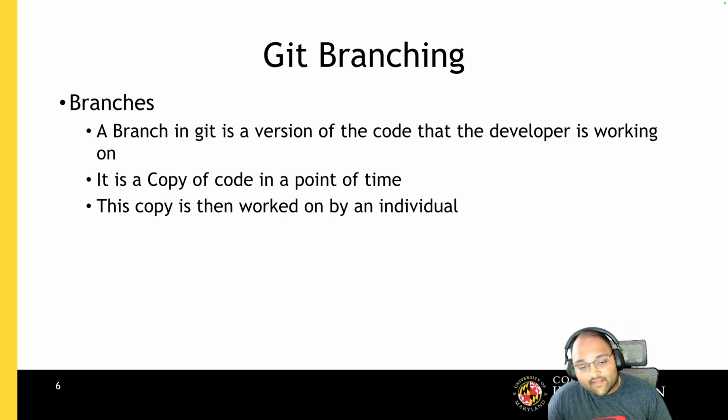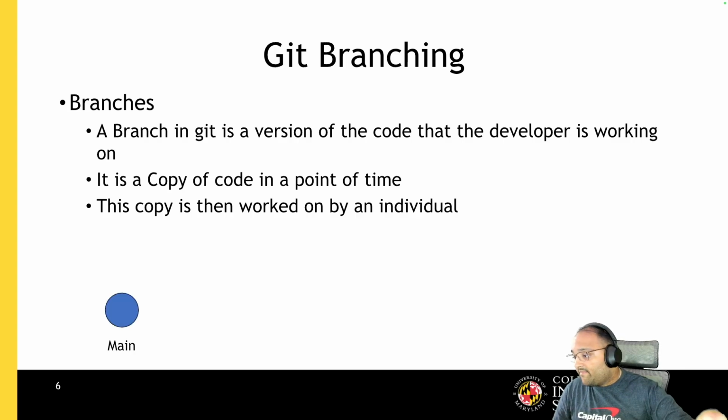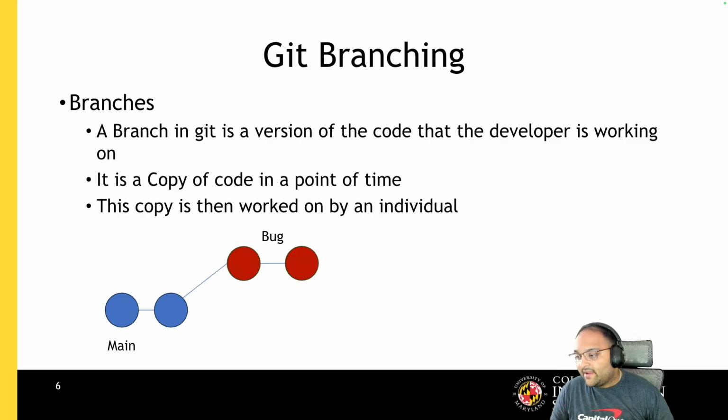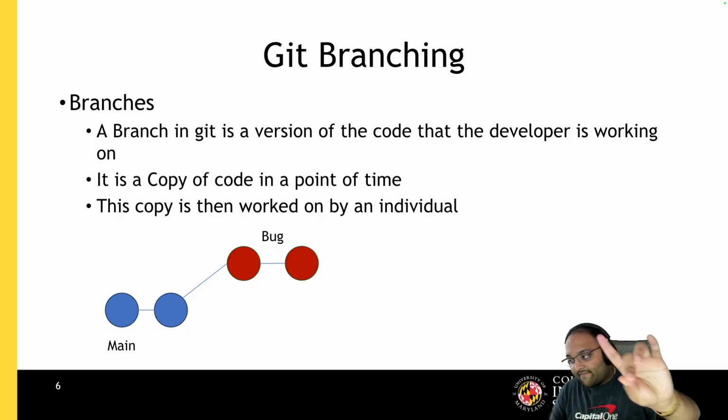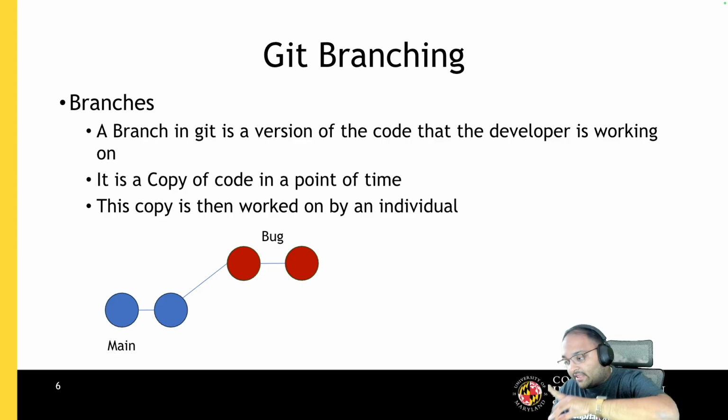This copy is then worked on by an individual, right? So let's take an example. First you have main. Main is a common term that we use in Git. It basically means the primary branch. So we have main. Now, someone says, okay, you know what? I see a bug in this code. I'm going to create a branch. So you see it kind of diverts, a branch off of main, and work on this bug fix.